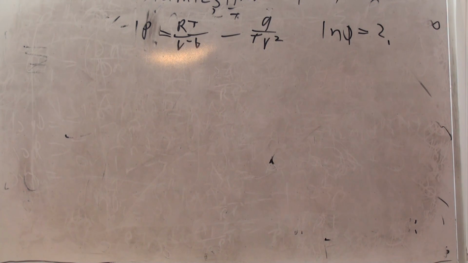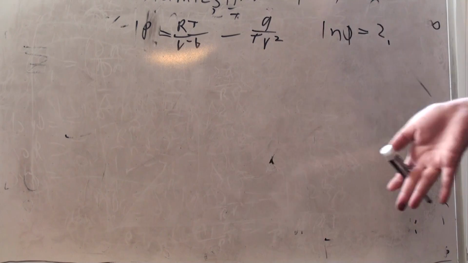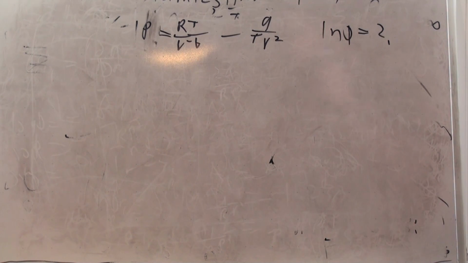Number 3 asks to derive natural log of phi using the following equation of state. There's the equation of state, where A equals some stuff and B equals some stuff. But because they're constant, they won't make any impact on the math of fugacity, so we're just going to leave it at that. First thing I do, I recognize this is a vapor fugacity problem.